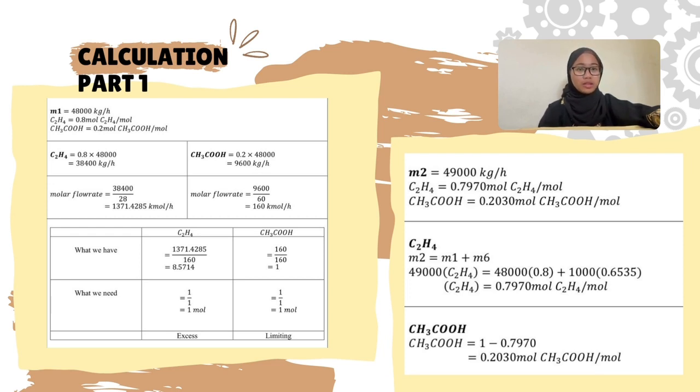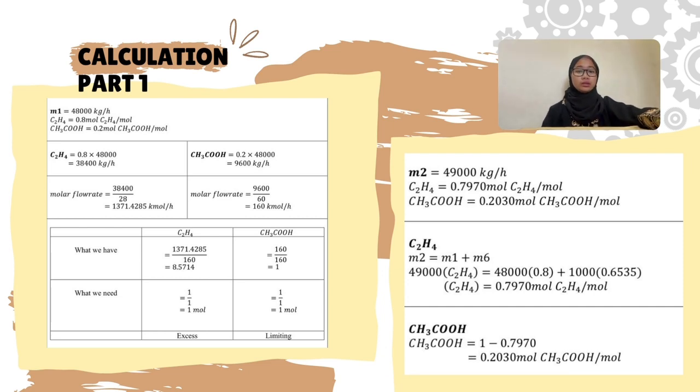After that, we need to make a table containing two rows: what we have and what we need. To calculate what we have, we divide the molar flow rate that we calculated just now by the smallest one, and we get the answer. For what we need, the answer is 1 mole for both C2H4 and CH3COOH. So lastly, we find that C2H4 is the excess and CH3COOH is the limiting reactant.